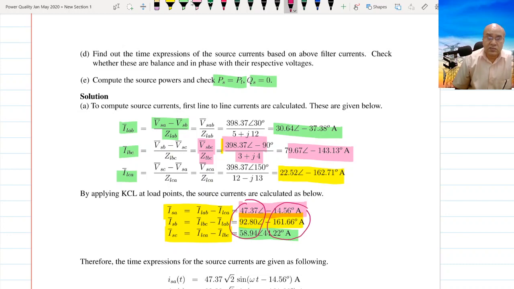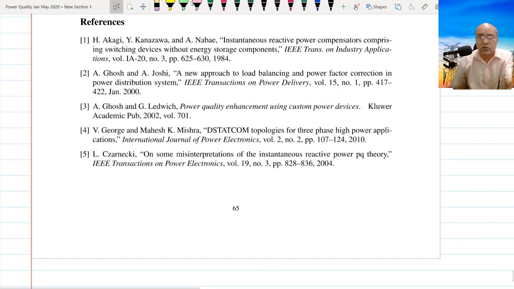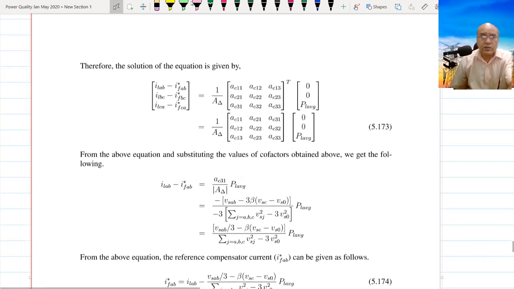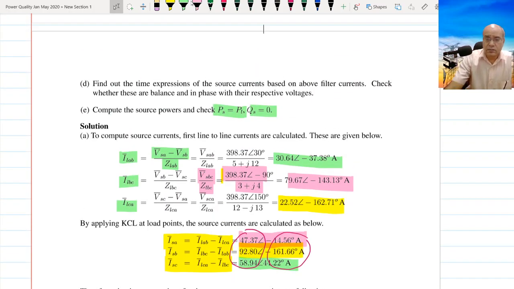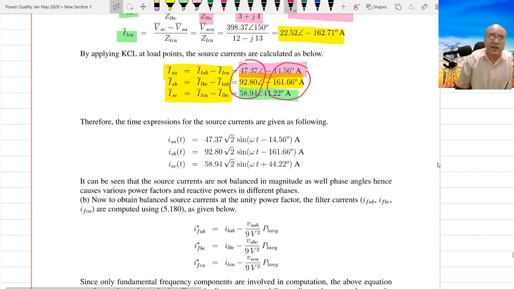And we can therefore form the real-time expressions for these currents. Okay, so these are here: ISA, ISB, ISC. So this is the R phase. This is ISA in time domain. This is ISB in time domain. And this is ISC in time domain.